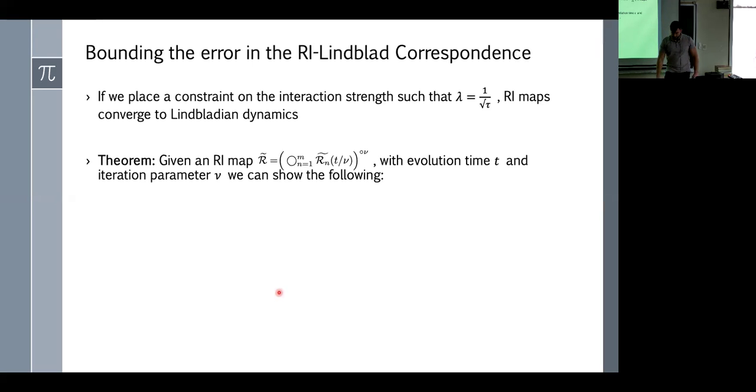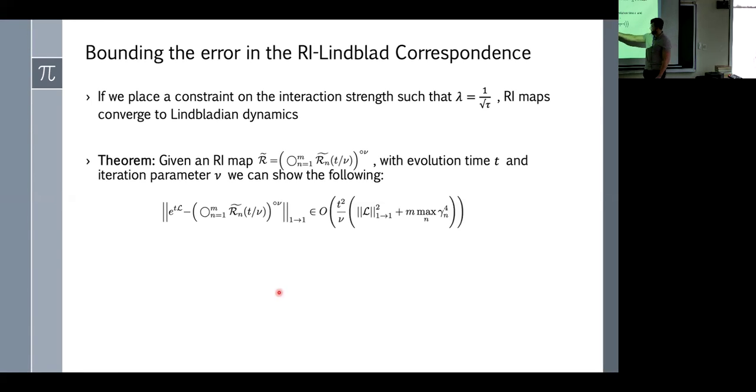So the bound we get is like so, where we take the difference between the Lindblad propagator and our map, and we see that it scales like time squared, and time squared over our iteration parameter nu, and multiplied by the induced one norm of the Lindblad, which is just like an energy scale, plus some other eigenvalue bounds that are super important for our purposes here.